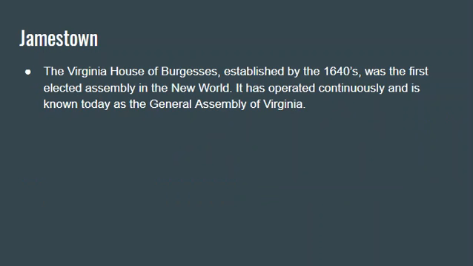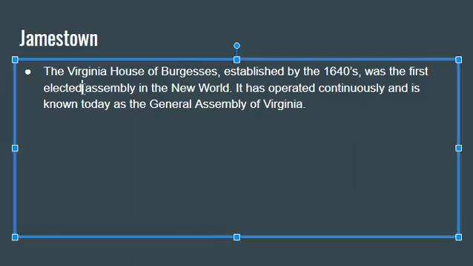And Virginia, in particular Jamestown, is known for the Virginia House of Burgesses. It was established by the 1640s, and it was the first elected assembly in the New World. It has operated continuously and is known today as the General Assembly of Virginia. So if you remember, in government, elected means people elected these leaders to represent them. And this was the first elected assembly in the New World.